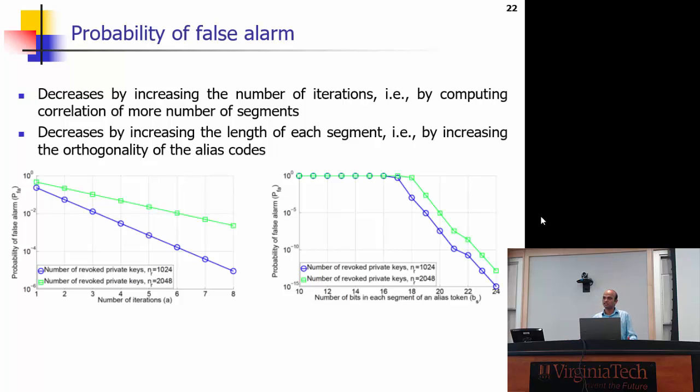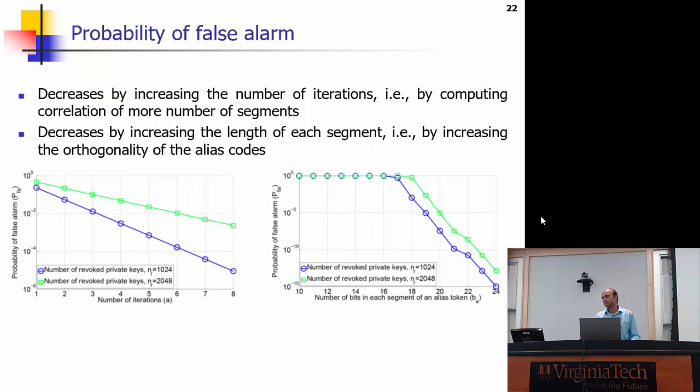We looked into those trade-offs, and although I have not shown it here, we found that if you want a particular probability of false alarm, and the number of revoked users in the system is a particular number, then you can come up with an optimum value for the size of the segment that you want to use. So this also depends on the total number of users, right? Yes, it also depends on the total number of users. Therefore, there are two curves in both the figures. If the number of users increases, then the probability of false alarm will increase.